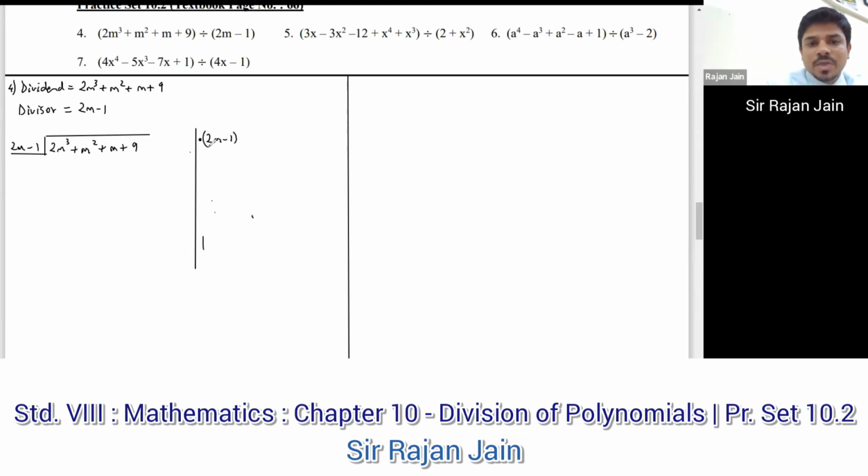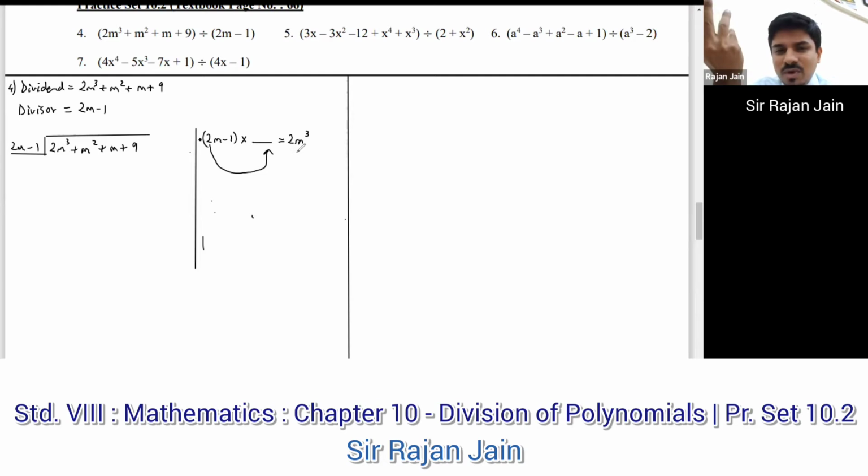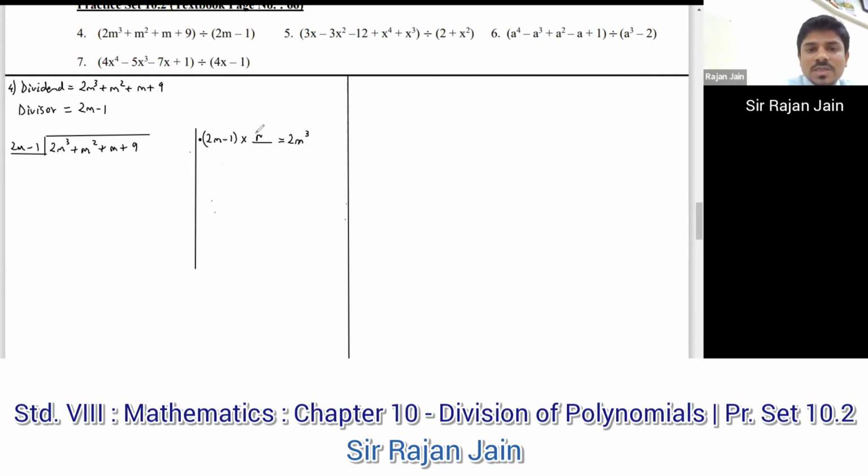2m minus 1, you multiply by something, and your target is always to get the first term of your dividend. My first term of the dividend is 2m cube, so I write that 2m cube over here. Okay, now let's see by what we are supposed to multiply. ये 2 किससे मल्टीप्लाई करोगे तो 2 मिलेगा, ऑब्वियसली 1. मतलब 2 need not be changed. नंबर पार्ट में there is no change required. वेरिएबल में देखो, मेरे पास m है, m क्यूब चाहिए, तो very obvious I need to multiply by m square. So 2m into m square will give you 2m cube.